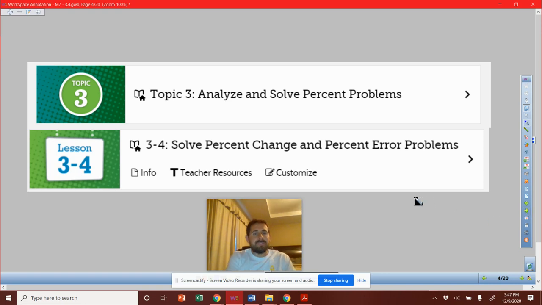Here's our new lesson. We're going to look at solving percents when they change. So you have a quantity and it changes. I got $50 and then my bank account grew to $167. So at what percentage did it grow? That's what we're going to look at.